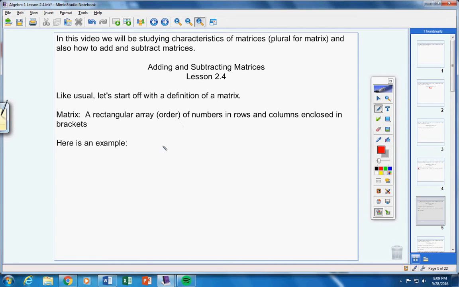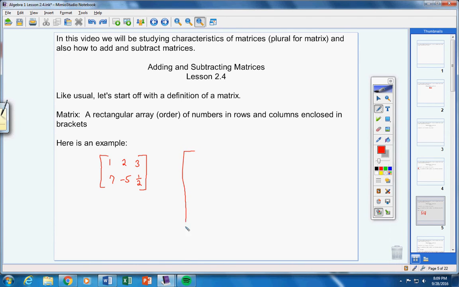Now, here's an example. This would be a matrix. You can copy these examples down, or you can just watch. It's up to you. My numbers are 1, 2, 3, 7, -5, and 1/2. Notice you have perfect columns going up and down, all lined up, and you have perfect rows lined up going across. That is a matrix. They come in any shape you want.